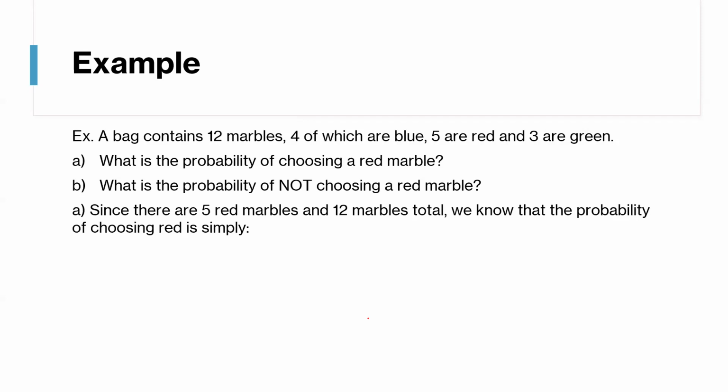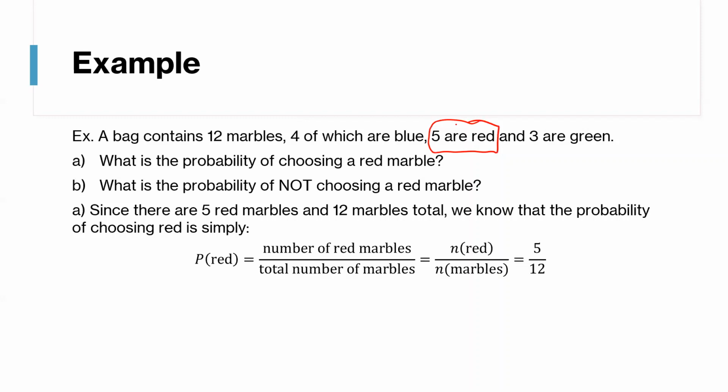And why is it 5 out of 12? Because there are 5 red ones, right? Which is the number of marbles we're interested in. And there are a total of 12. So that means the probability of choosing a red is 5 out of 12. For the second part, it says, what is the probability of not choosing a red marble? Well, if we want to find the probability of not choosing a red marble, we have 2 options.